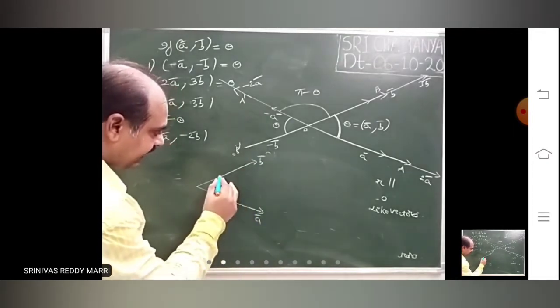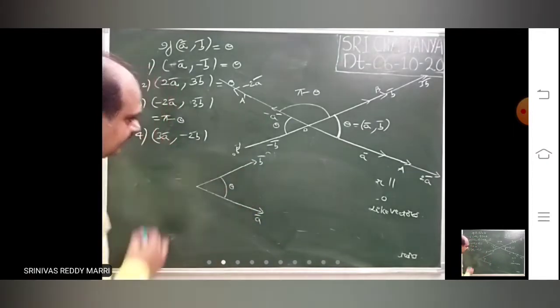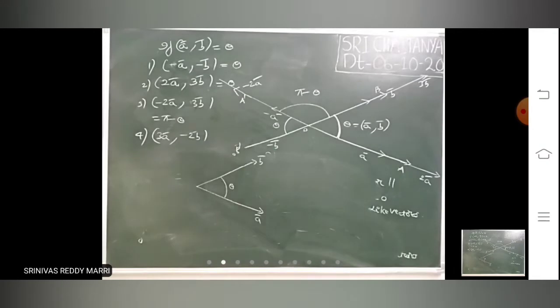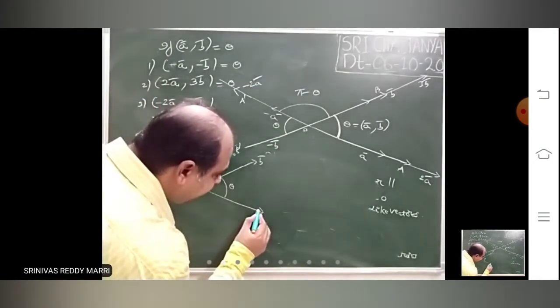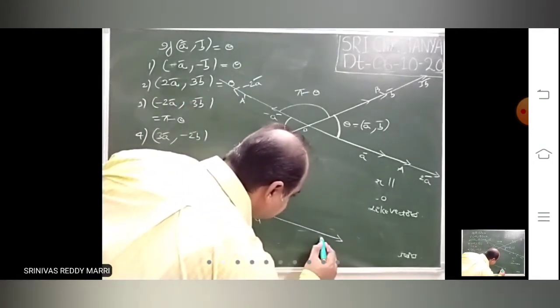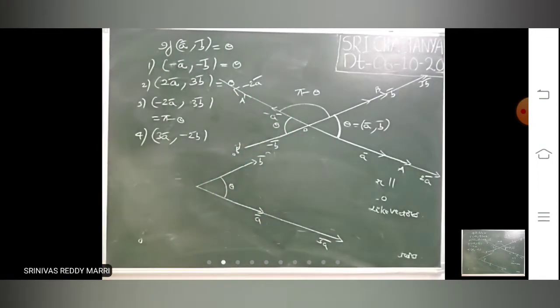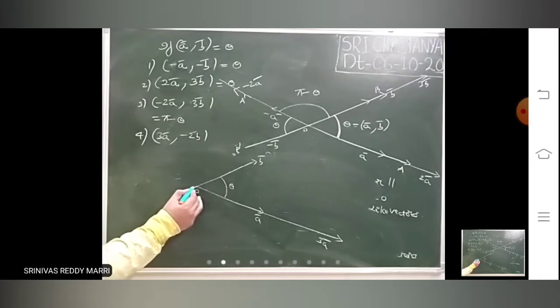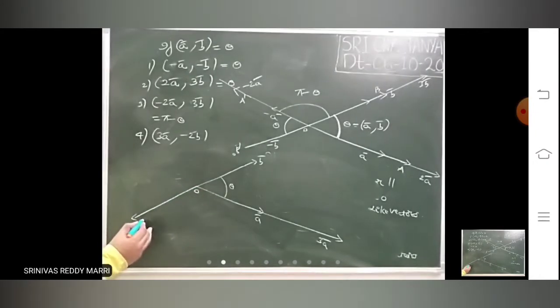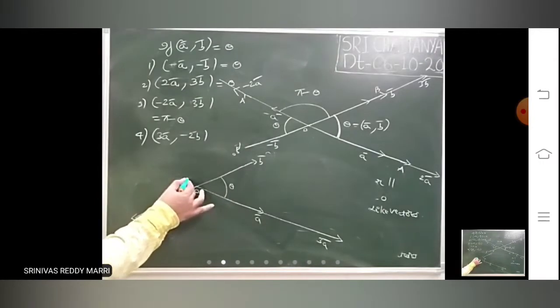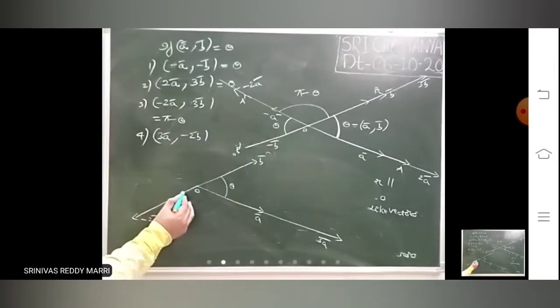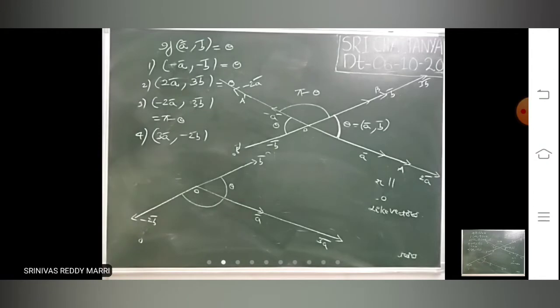A bar, B bar, the angle between them is theta. He is asking for the angle between 3A bar and minus 2B bar. 3A bar will be in the same direction as A bar. Minus 2B bar is in the opposite direction. Between these two directions, what is the angle? If this is theta, this angle is what?